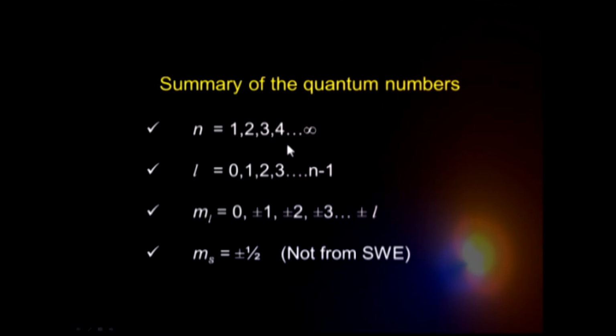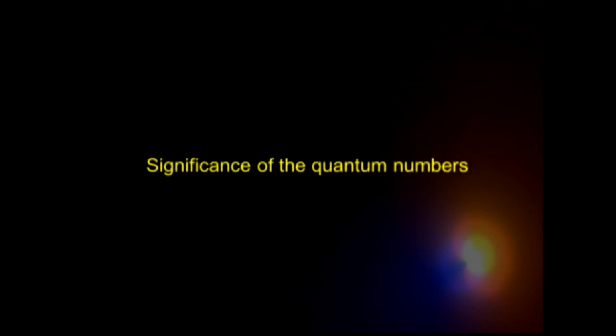And in addition to these three, we have one more quantum number which doesn't follow from our Schrodinger wave equation, but has been imposed from outside. That is called the spin quantum number, and it is given a value of ms equal to plus or minus half. That comes from outside. We'll talk about that as we move further.